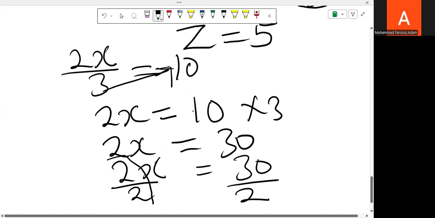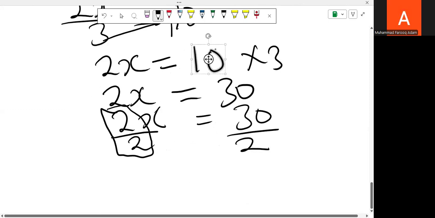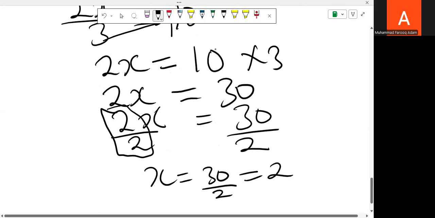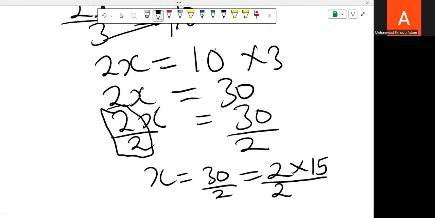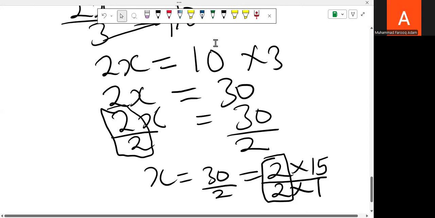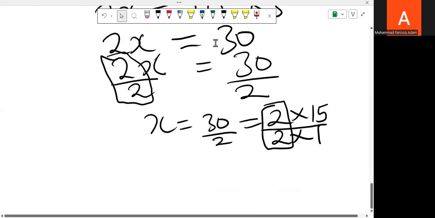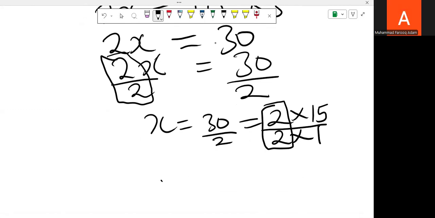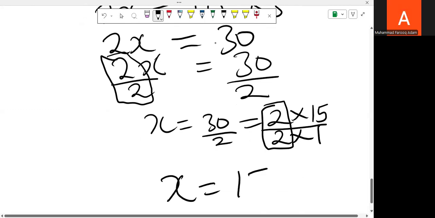This cancels out. Then x is equal to 30 over 2. And 30 over 2 is the same thing as 2 times 15. The 2 goes out, then we have 15 over 1 on the other side. And 15 divided by 1 is the same thing as 15. So x here is equal to 15. This is correct.